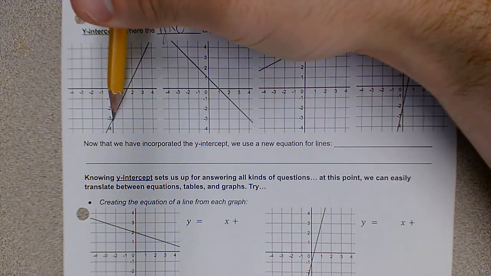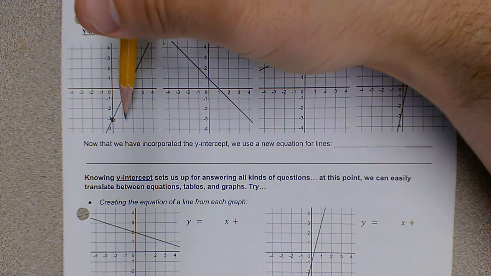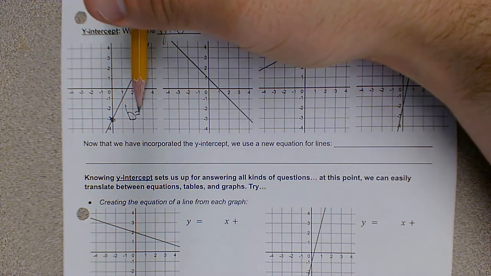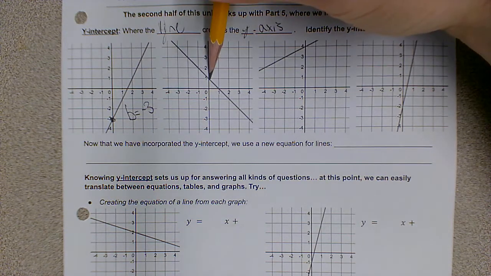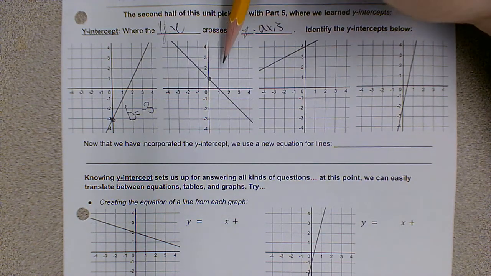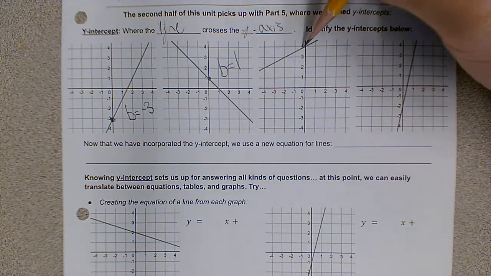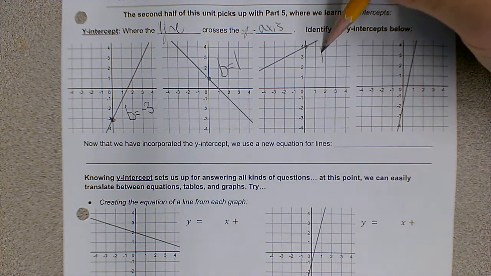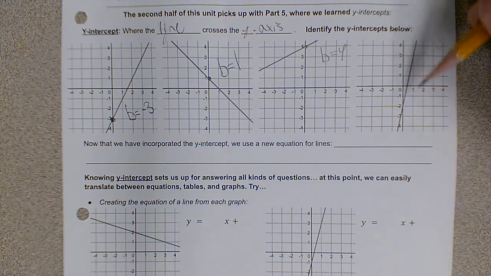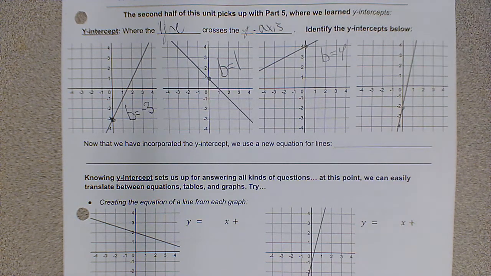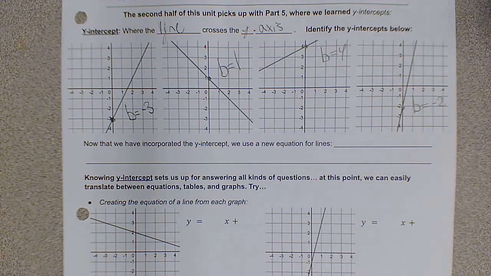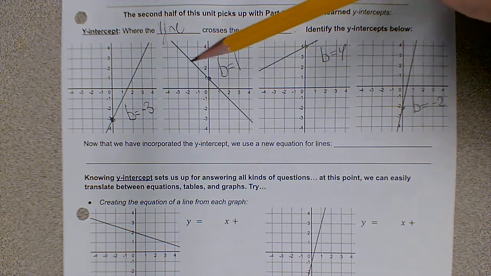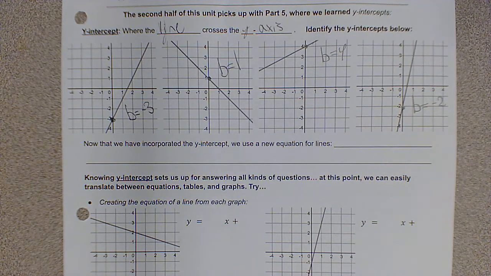Right here on the first one, we put our point at -3. Our y-intercept, or b, is -3. Here, it crosses at 1. So b is 1. Here it crosses at 4. So our b is 4. And here it crosses at -2. So our b is -2. Wherever it crosses the y-axis is your y-intercept.